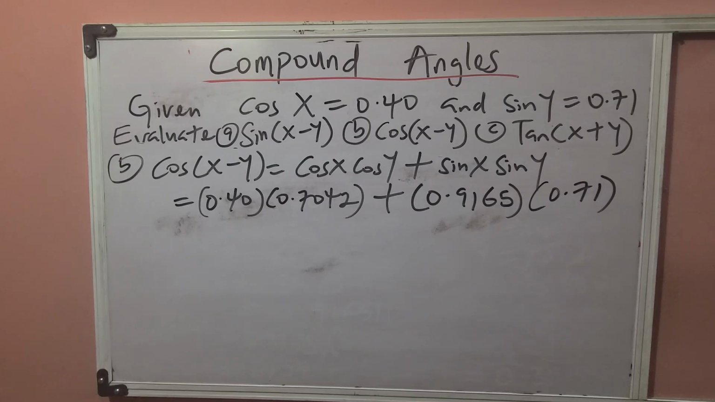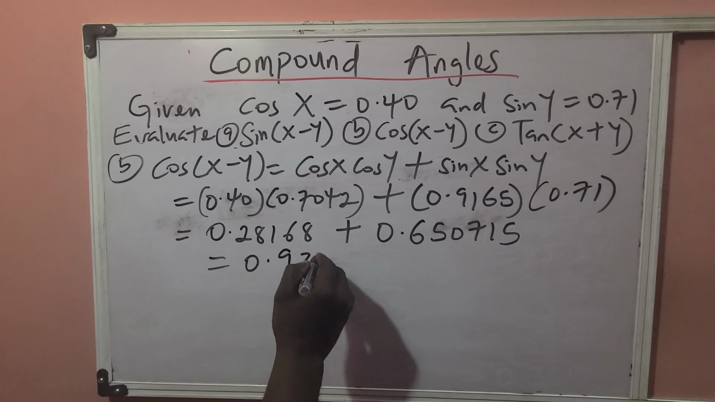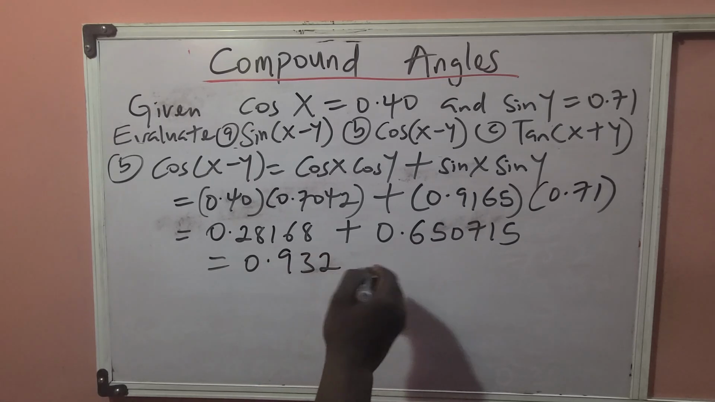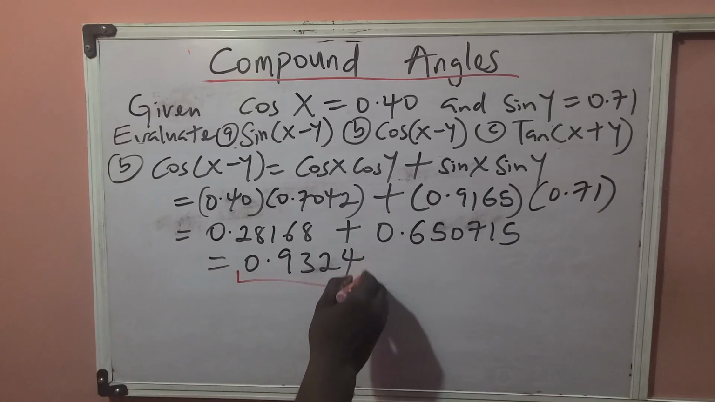So going on to solve all this, you just need to punch this on your calculator and you will arrive at the final answer. If you multiply those two values together, you will arrive at what you have right there. And what you need to do next is to make the addition of the two, which should give you a final answer of 0.9324. So this is how you make use of the compound angles. This is our final answer for question number B.